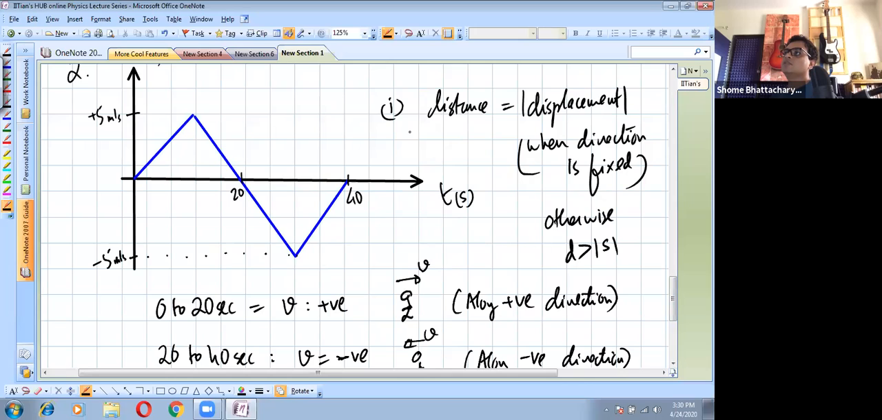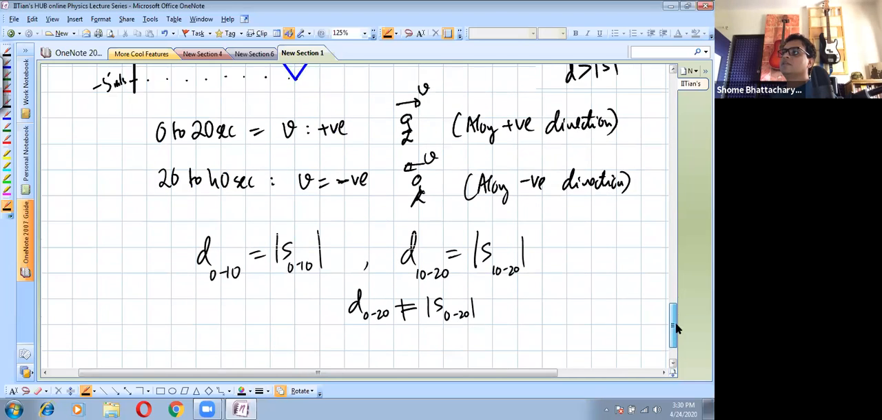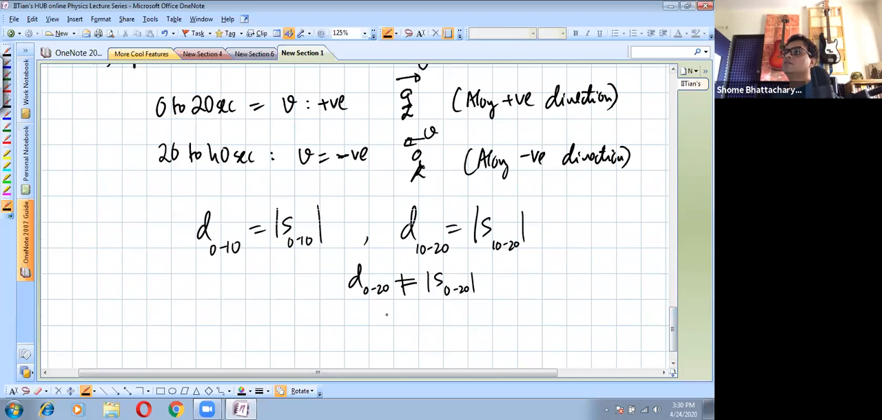The second concept we'll be using is that displacement is area under the graph. It is area under the velocity versus time graph. So just use this concept now and try to figure this out. So what we have to do to calibrate the distance traveled in the total 0 to 20, we have to break it up.